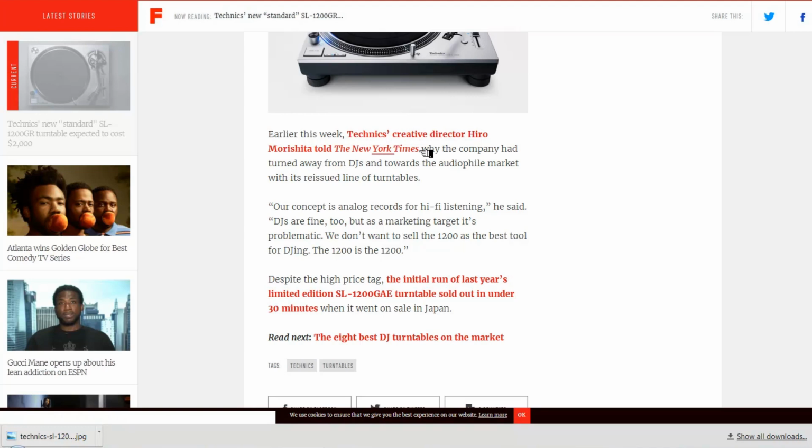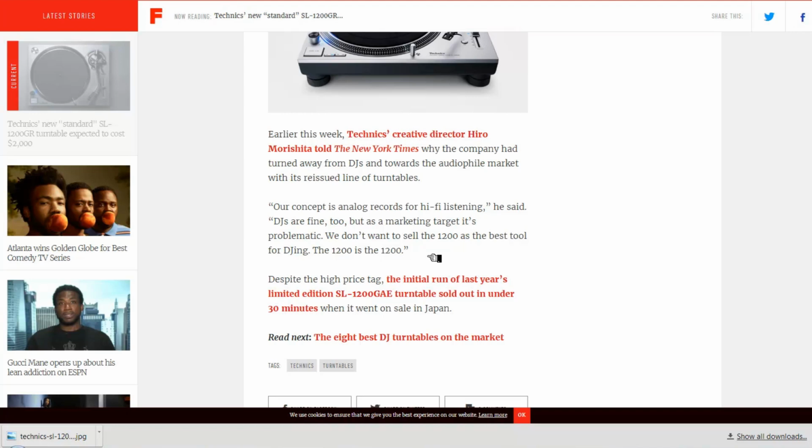Why the company had turned away from the DJs and toward the audiophile market with this reissued line of turntables. Our concept. Listen to this. Our concept is analog records for hi-fi listening. He said, DJs are fine too, but as a marketing target, it's problematic. We don't want to sell the 1200 as the best tool for DJing. The 1200 is the 1200.